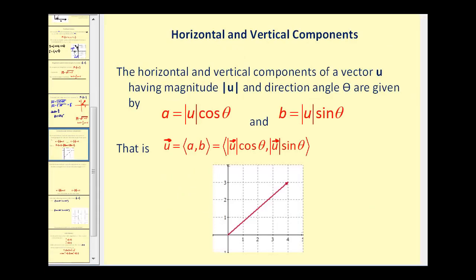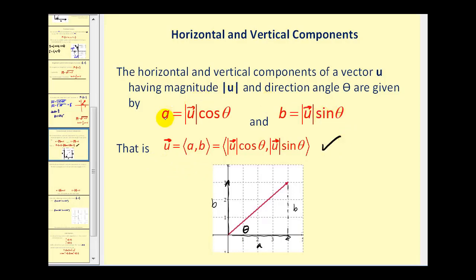Let's talk about the horizontal and vertical components again. The horizontal and vertical components of a vector u that has a magnitude of u and direction theta are given by a is equal to the magnitude of u times cosine theta, and b is equal to the magnitude of u times sine theta. Therefore, it follows that we can find the position vector by using this formula.